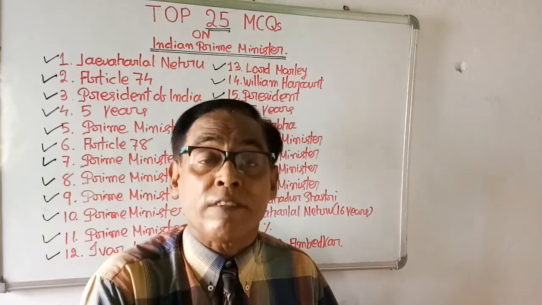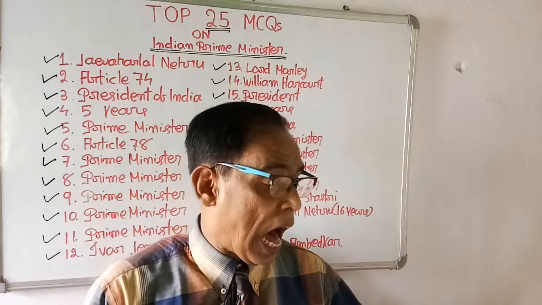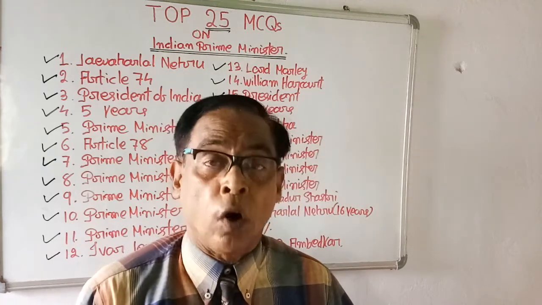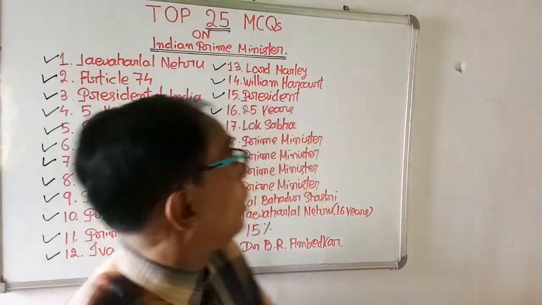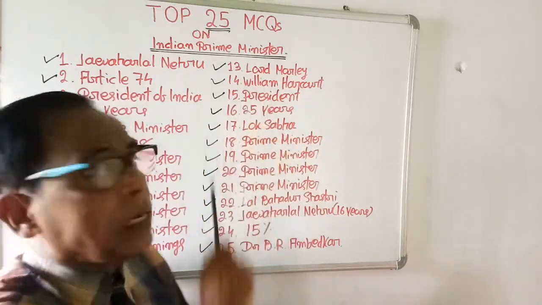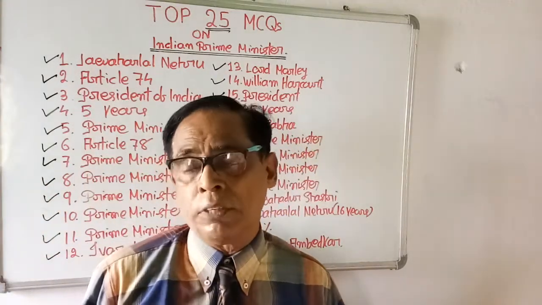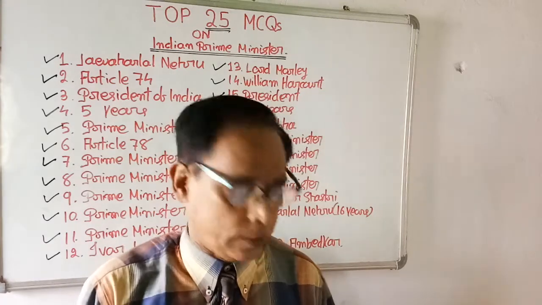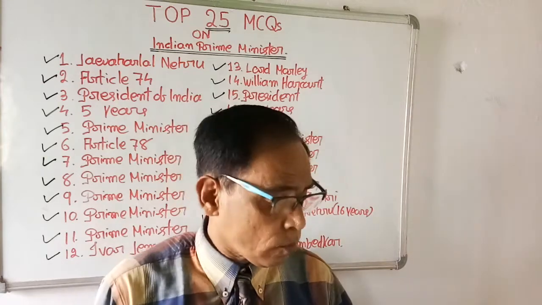Who has described the Prime Minister as primus inter pares? Choices are Ivor Jennings, L.S. Emery, William Harcourt and Lord Morley. The right answer is Lord Morley. Question number 13, Lord Morley. Lord Morley has told the Prime Minister is like primus inter pares or first among equals. Okay, my students, come to question number 14.